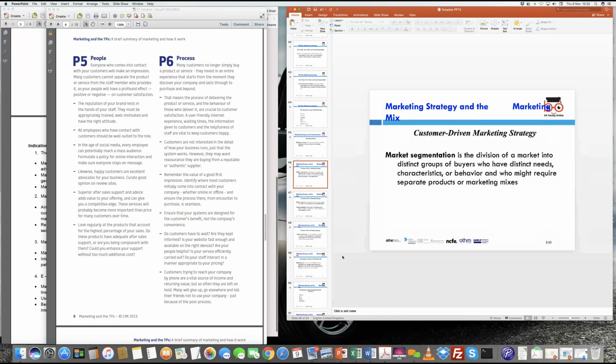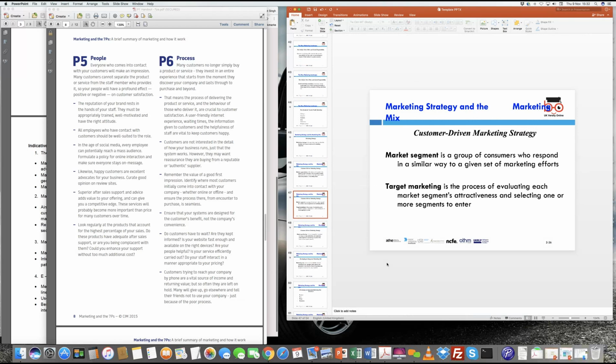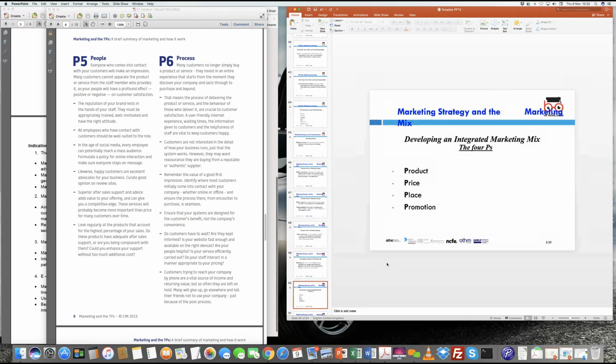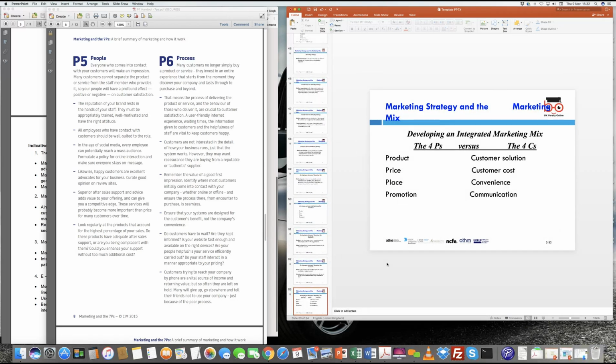So slide 46, which starts with market segmentation and gets into the 4 Ps of marketing expanding to 7 Ps. Okay.